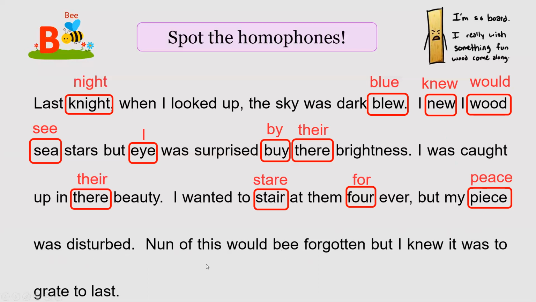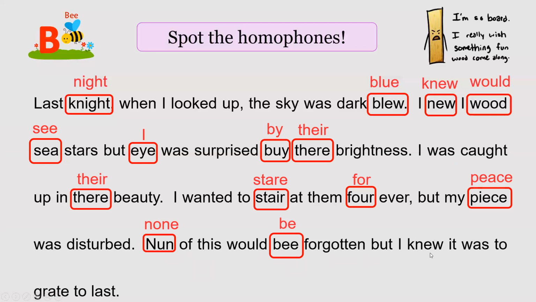None of this would be forgotten. Nun. You know what's a nun with U-N? A nun is a religious lady, or it can also mean a domestic pigeon. So it's the wrong word here. We need a pronoun because here none would be. We need a pronoun. So it is none with N-O-N-E. Of this would be. Again, here "bee" is a noun, and we need the verb to be.